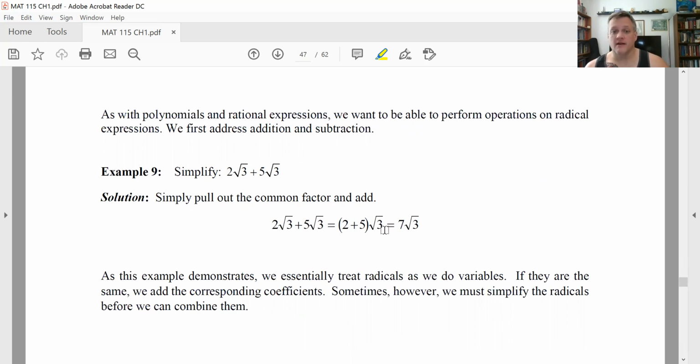Absolutely no different here. If two expressions have exactly the same radical part, you can add the numbers in front of them as if they were coefficients, keeping that radical part the same. And so that becomes 2 plus 5 times the square root of 3, which is just 7 root 3.